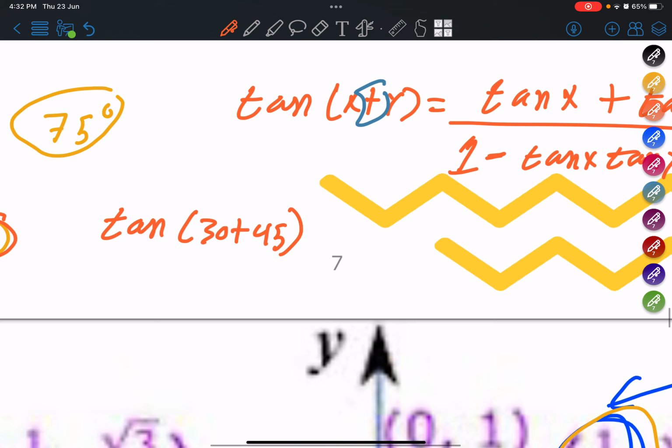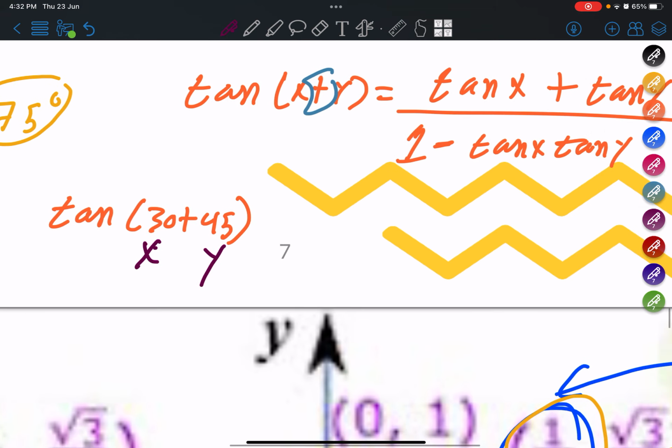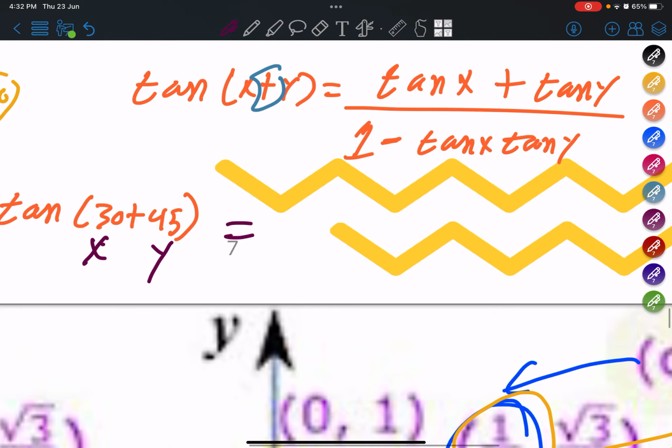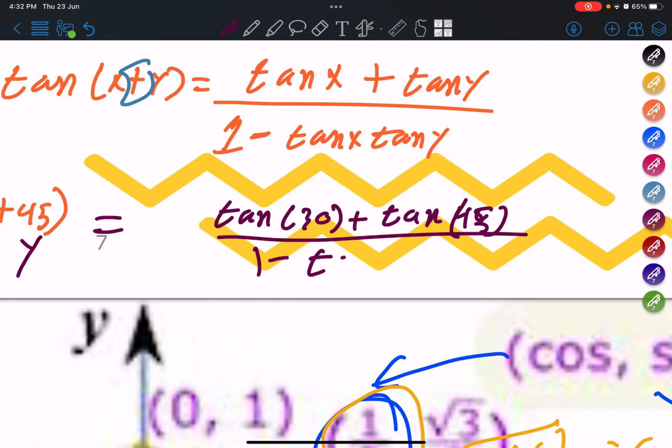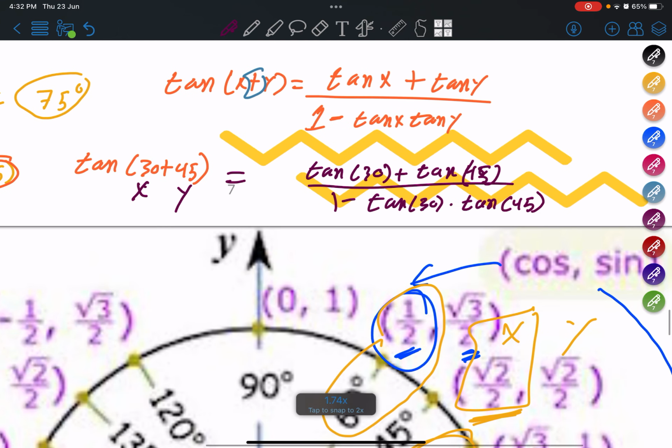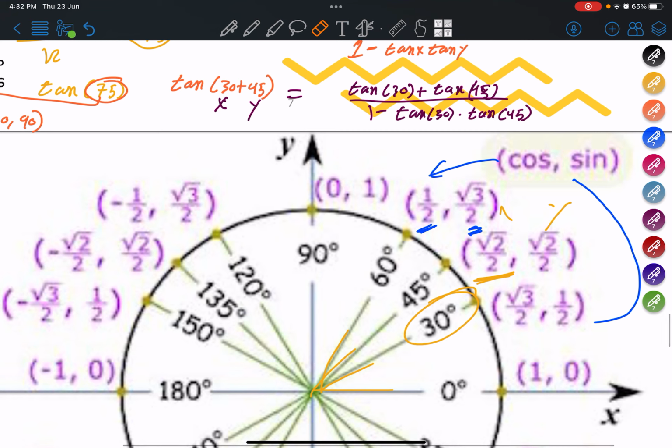Okay, so we can represent this as x, and this as y. If you write it here, it will become tan 30 plus tan 45 over 1 minus tan 30 times tan 45. Now I don't really remember all of them, so we'll have to use the unit circle.